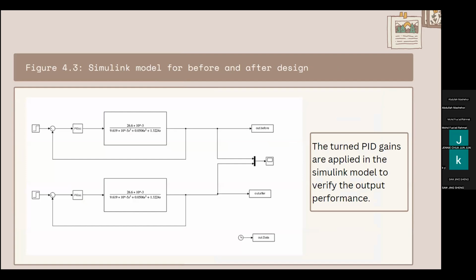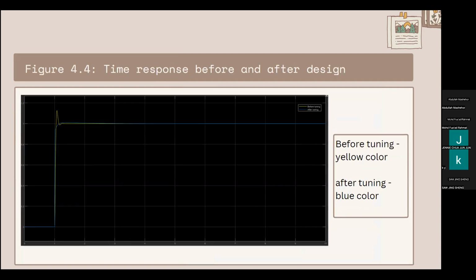And this is a Simulink model for before and after design. Next slide. In this Simulink model, we verify the output performance before and after design. You can see the yellow color is before the tuning, and the blue color is after the tuning time response. So next slide.